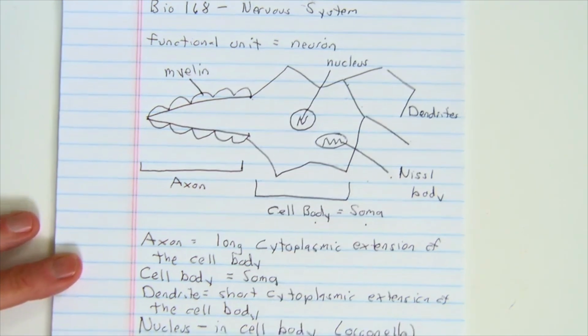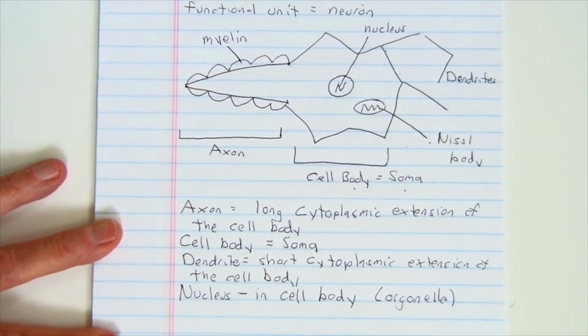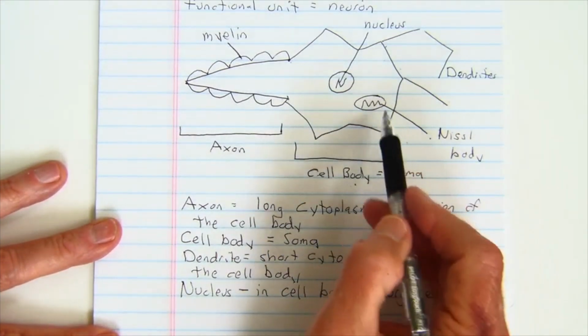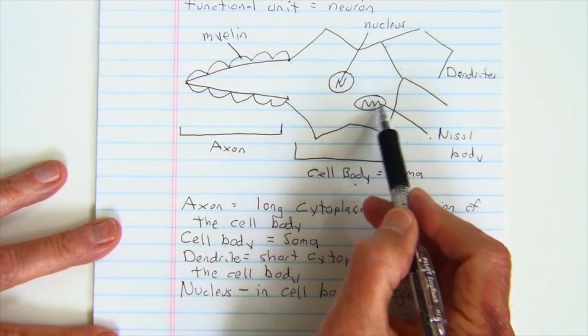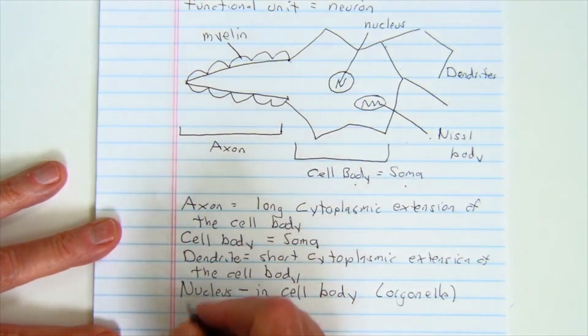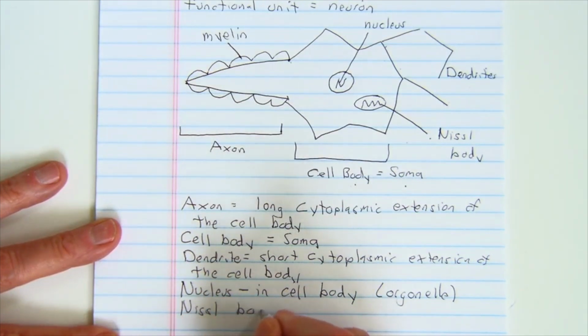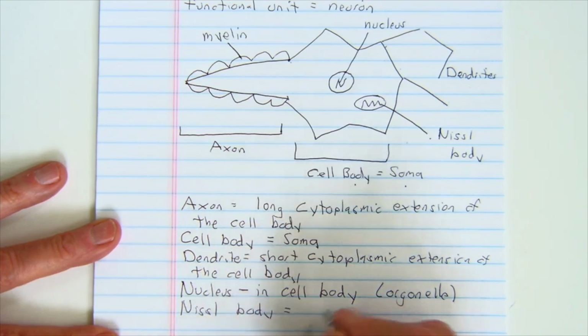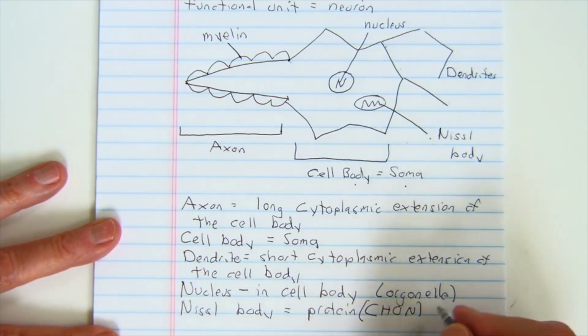And then the other significant structure that you're going to see inside of a neuron is the one that I drew here, with the squiggly line on the inside, called a nissl, N-I-S-S-L body, a nissl body. The nissl body is significant because that's a protein. Remember, protein is the acronym C-H-O-N. A protein synthesis organelle.